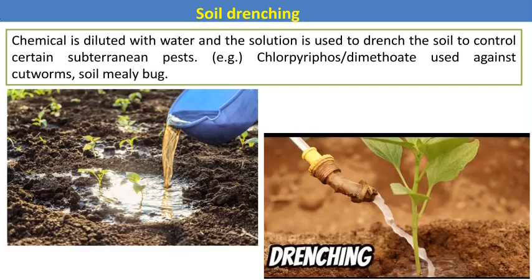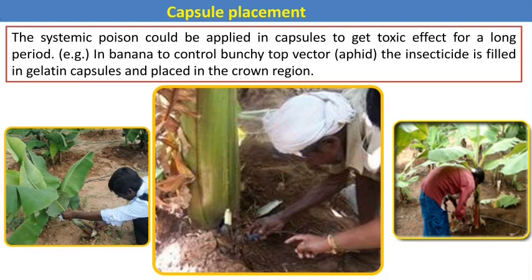Next one is soil drenching. This technique is mostly followed to reduce the infestation of the soil pests. For example, chlorpyrifos or dimethoate is used against cutworms and soil mealybugs. Then next one is the capsule placement. This technique is also used to avoid the aphid populations in banana. They act as a vector for the banana mosaic or bunchy top virus.